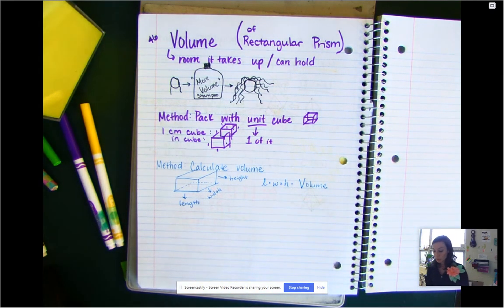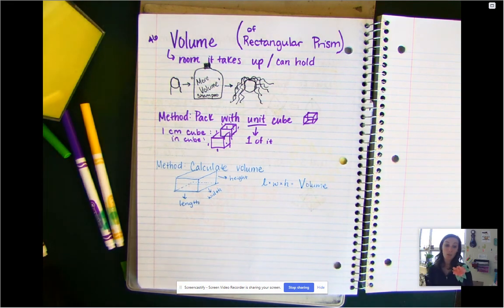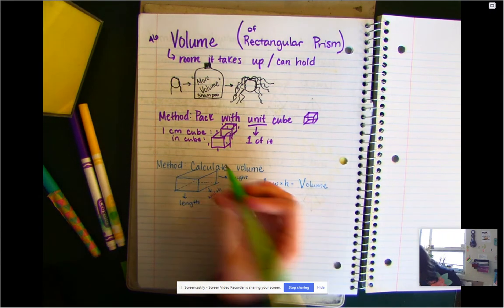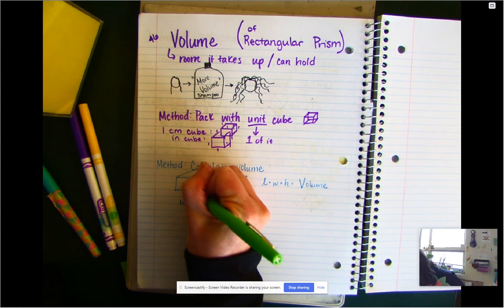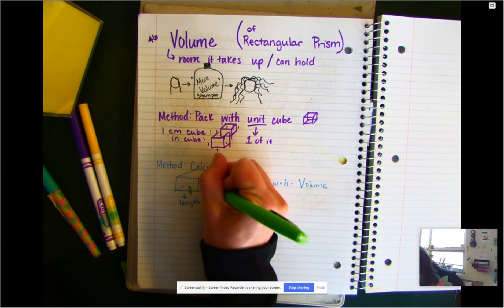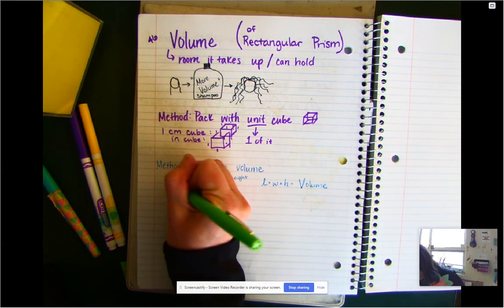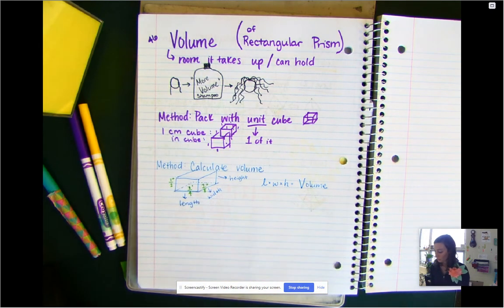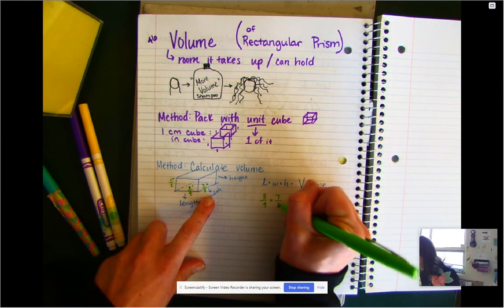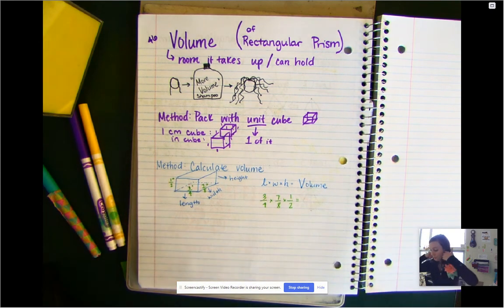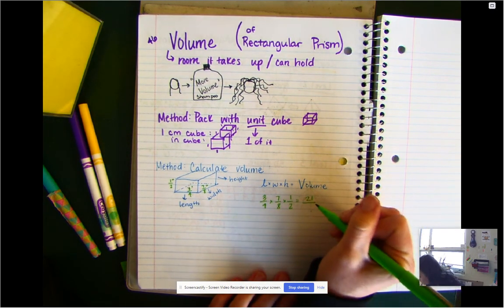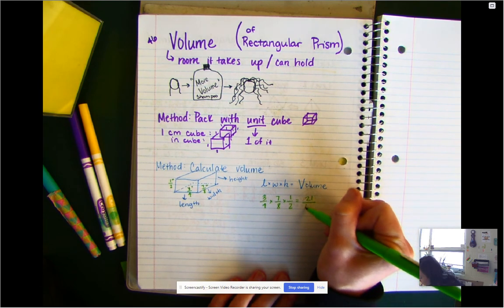What may be new to you this year is that in 6th grade, we expect that we can throw in fractions and you can still roll with it. So let's say that this is 3/4 of an inch long by 7/8 inch wide by 1/2 inch tall. So we expect that you can go, okay, the length is 3/4 times the width is 7/8 times the height is 1/2. 3 times 7 is 21, 21 times 1 is 21, 4 times 8 is 32, 32 times 2 is 64.